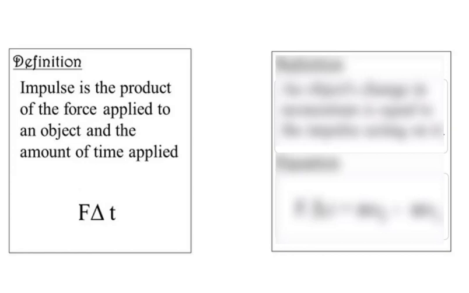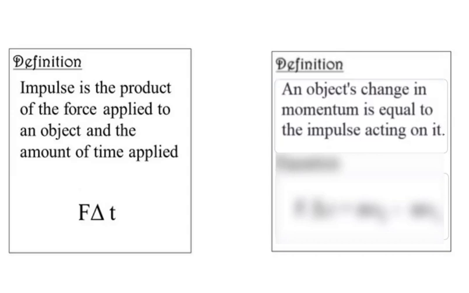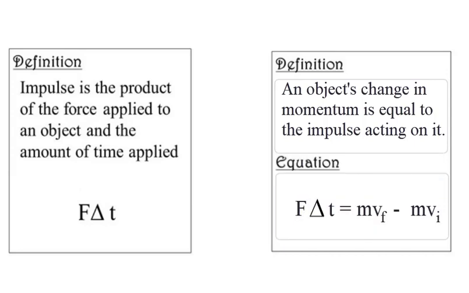Now that we've defined both momentum and impulse, we can define the impulse momentum theorem. All it says is that the impulse an object experiences is equal to the change in momentum the object experiences. Mathematically, the impulse momentum theorem is stated as F delta t, that's impulse, is equal to mv sub f minus mv sub i. The right-hand side of the equation represents the change in momentum.